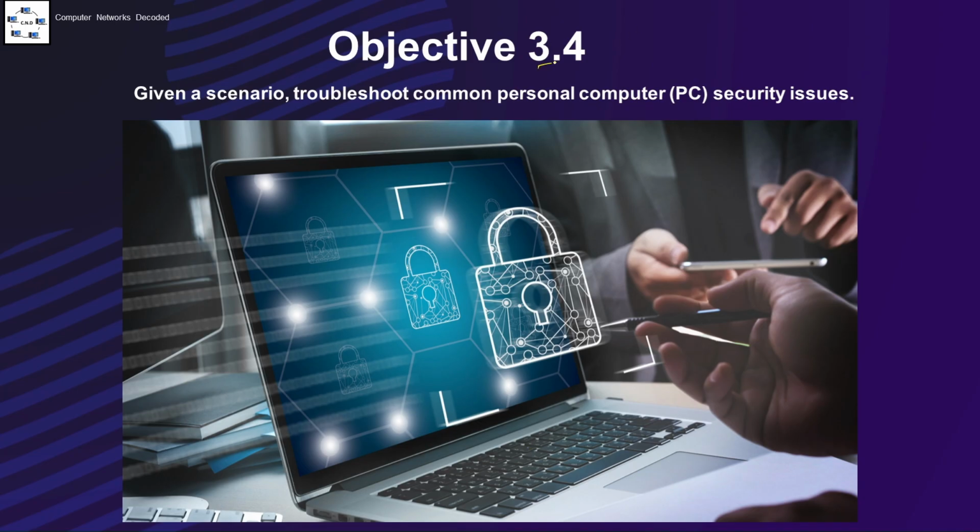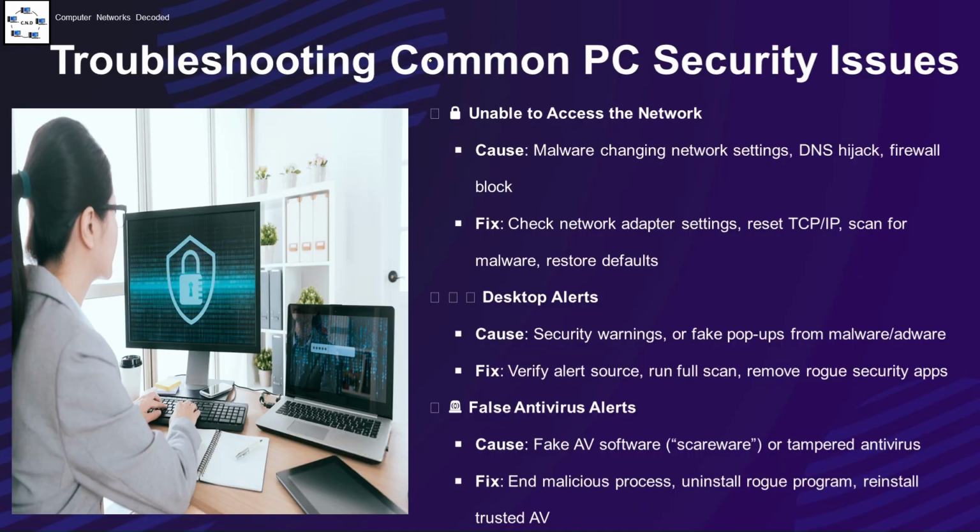So objective 3.4: given a scenario, troubleshoot common personal computer or PC security issues. And the first issue is the computer or your PC is unable to access the network. The cause of this issue may be malware changing the network settings of your PC, DNS hijack, or firewall blocking of the network connectivity.